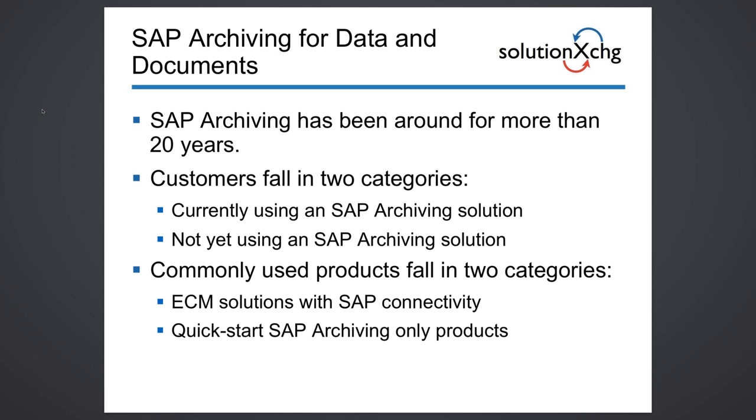So I covered some of what's here on the slide. I jumped ahead a little bit. SAP archiving, as I said, has been around for more than 20 years. There's a number of customers that have archiving solutions, others that don't. Some have ECM solutions with SAP connectivity, namely FileNet archiving solution, OpenText archiving solutions, and EMC Documentum archiving solutions. Those are more your broad ECM type solutions.